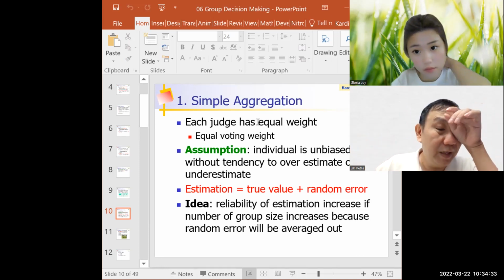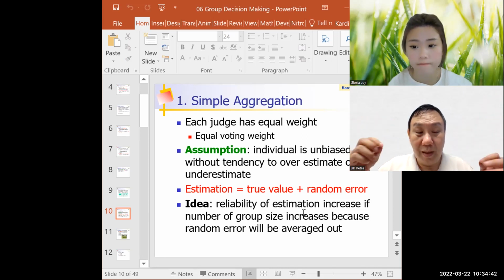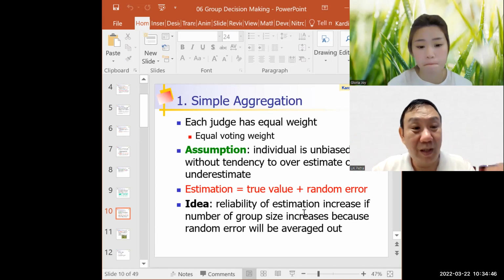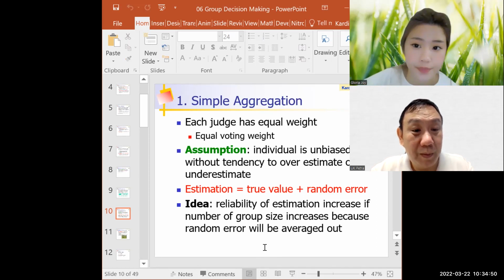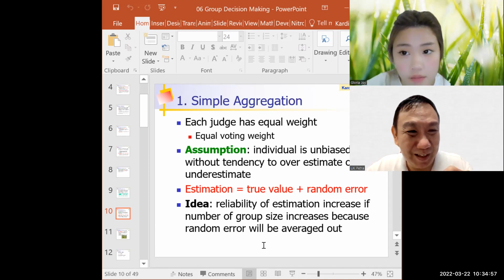So the idea is that the reliability of the estimation will increase if the group size increases, because eventually the random errors, the plus and minus, will be averaged out. That's the basic idea of simple aggregation. This is what you often use, isn't it? Equal voting.